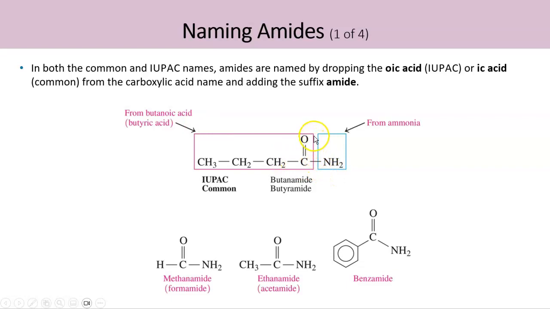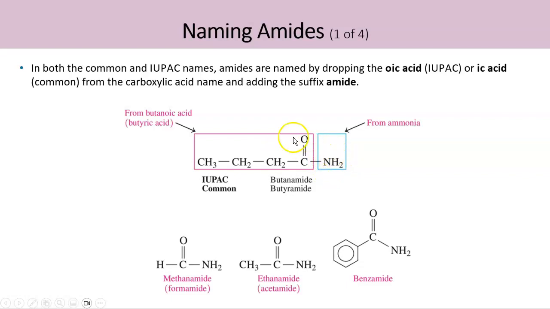If you look at the fragment from the amine group, that should have come from ammonia, because we just need to add another hydrogen atom to predict the initial amine group. So this should be ammonia.